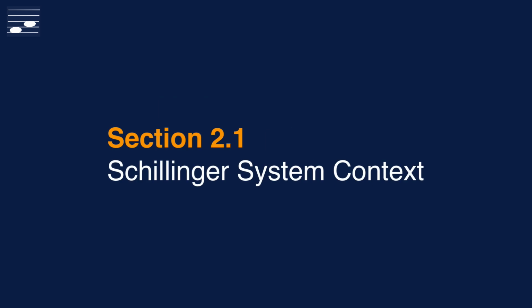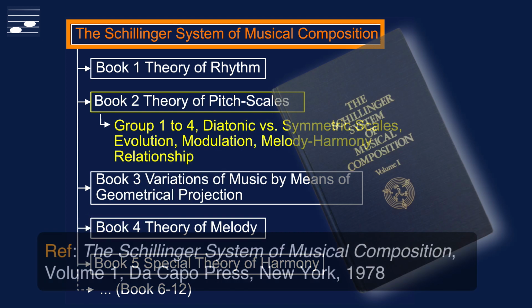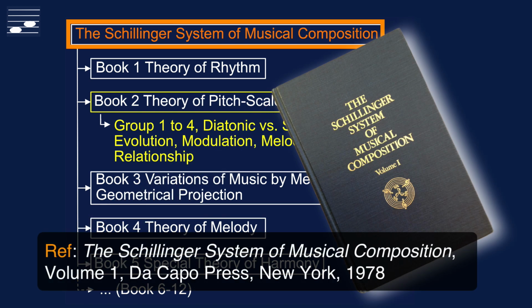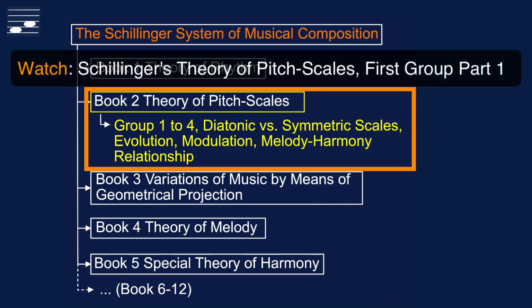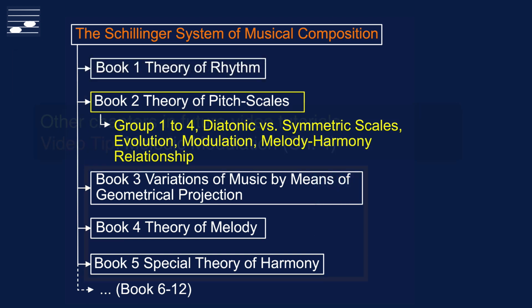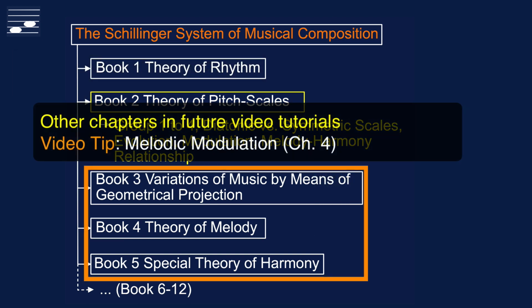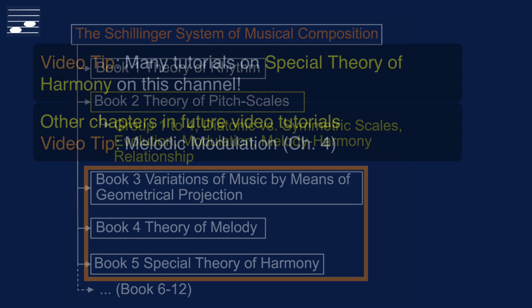Our subject is part of the Schillinger System of Musical Composition framework, a set of books in 2 volumes that cover many aspects of music creation. Book 2 is about pitch scales and has a number of chapters that discuss scale groups and how to evolve scales, how they are used in modulations and the relation between melody and harmony. In this video we'll look at the evolution aspect. Books 3 and 4 will be covered in other tutorials, while there is already a significant collection of tutorials on Book 5, the special Theory of Harmony.